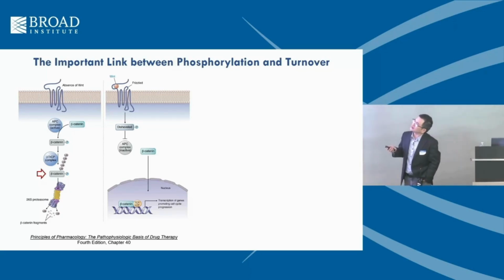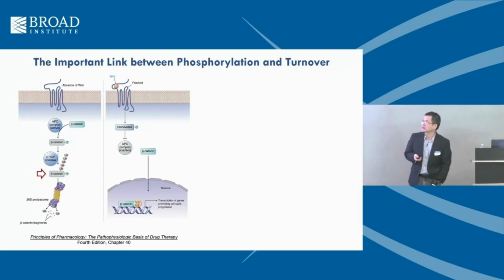When Wnt is binding to the receptor, this APC complex is inactive, so the beta-catenin cannot be phosphorylated anymore, and the unphosphorylated beta-catenin will be translocated into the nucleus to start the transcription of the genes that are promoting cell cycle progression. So these are very important cancer-associated pathways, suggesting that we should better understand how phosphorylation could regulate protein degradation for important cancer-related proteins.